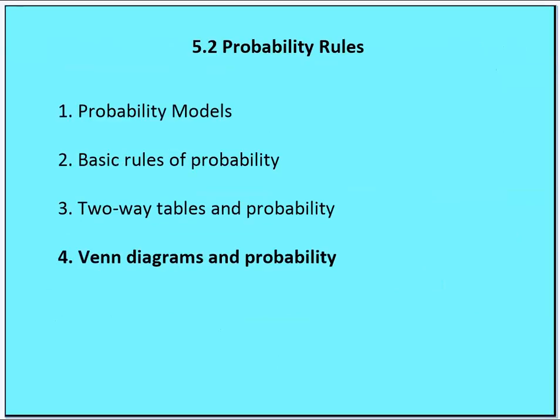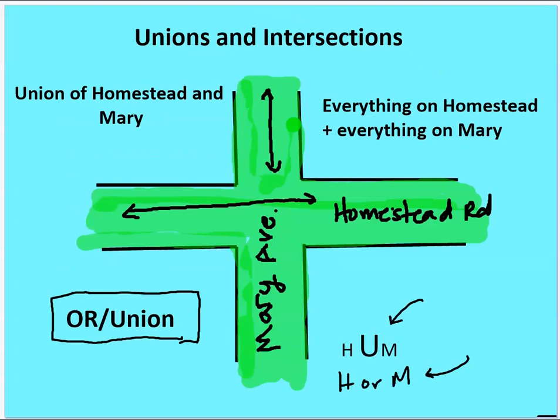And then I'm going to move on to our last topic of discussion. We're going to continue on with the two-way tables, but include Venn diagrams. So we're going to talk about Venn diagrams and probability. Before we do that, we need to talk about intersections and unions.